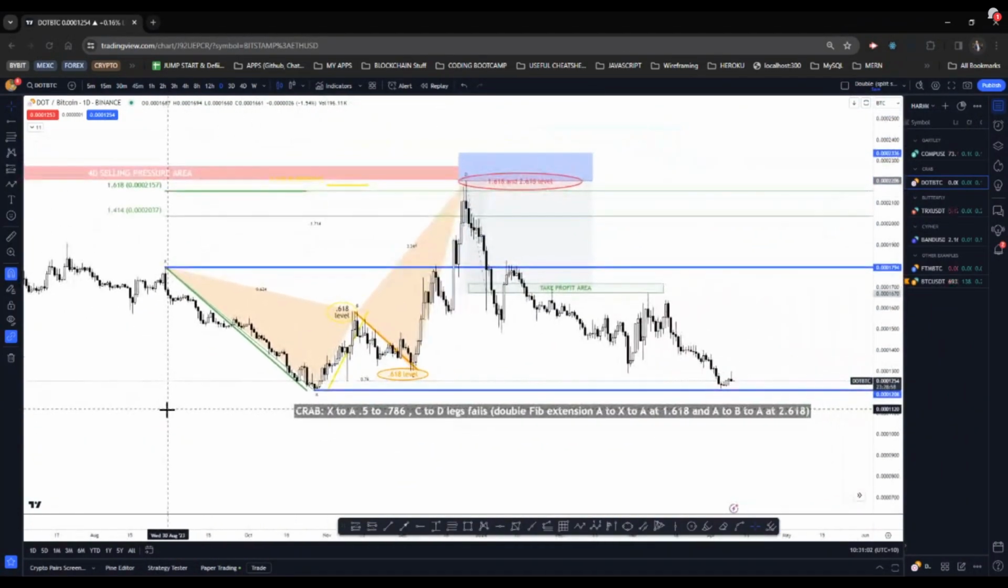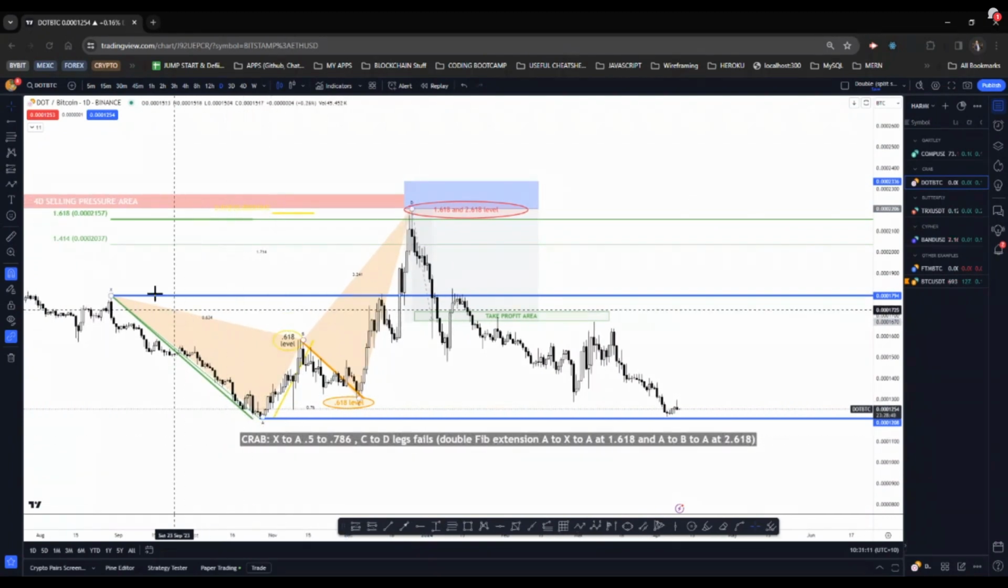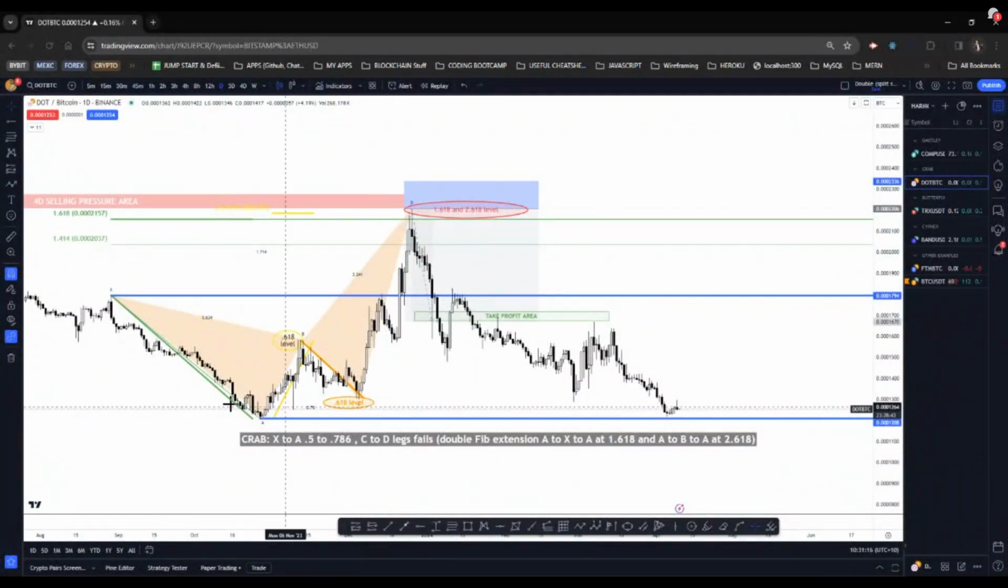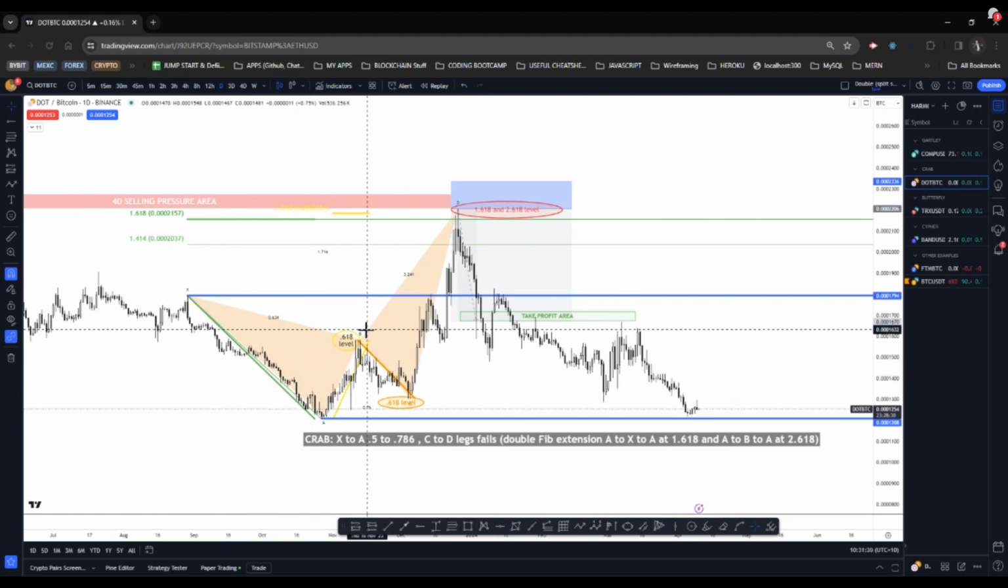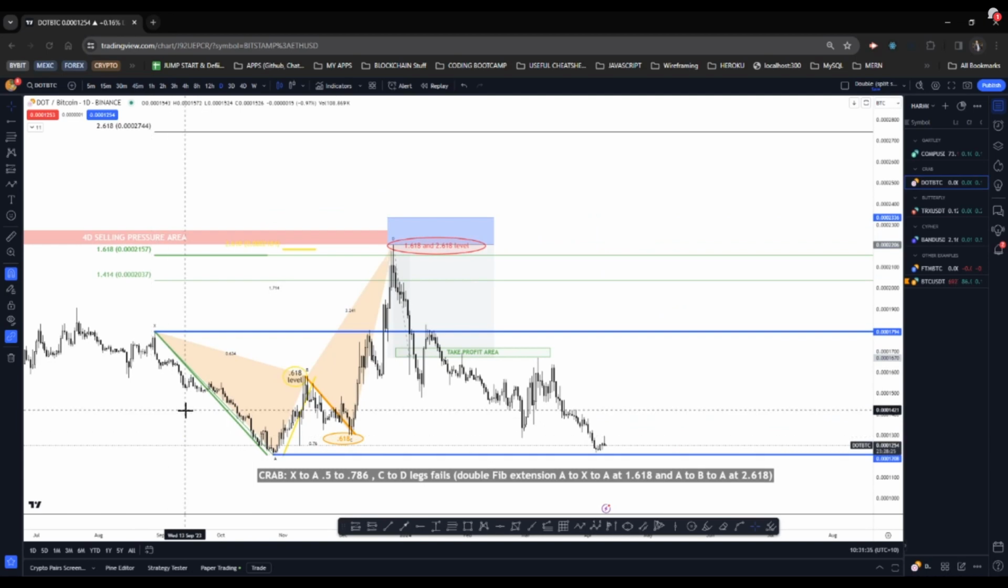It's confusing, guys, and that's why I wrote down all the levels for you, which I'm happy to. I'll do a post and you can go back. X to A, 0.5 to 0.786. C to D leg. It's a fail. You can see it goes up to a fail, and it's a double Fibonacci extension. You've got A to X, and then you can also do a second one if you want to be more precise. And this is actually a really good cheat code to have for the crab pattern.